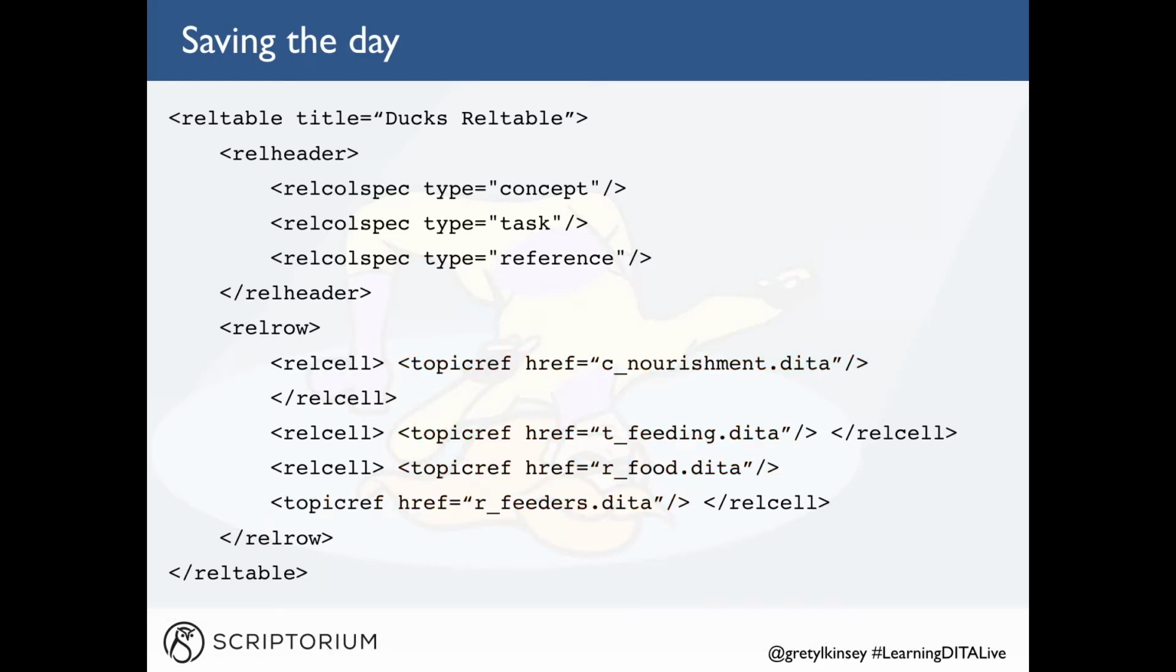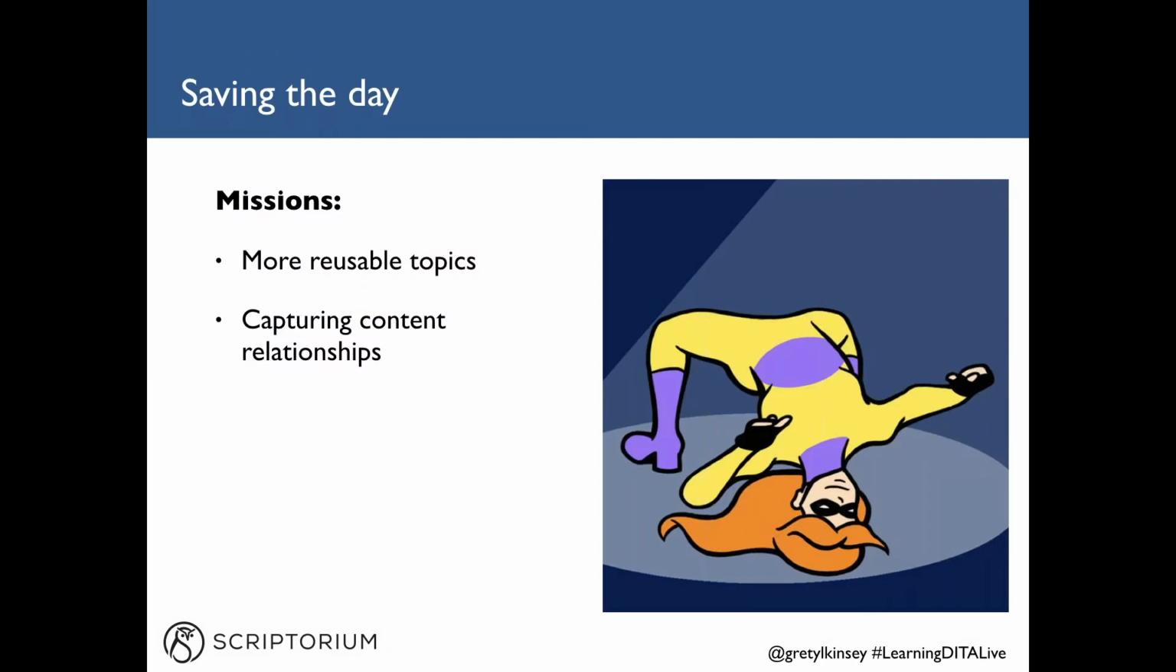So that is the basic structure of a rel table in DITA. This is how they work. And you can keep on adding more and more relrows to that to track different relationships across your topic types. So now that we've gotten a little bit of an understanding of how rel tables work, I want to talk about some of the benefits that they can offer you. What are some of the missions that we can send this hero on? What are some of the use cases for rel tables?